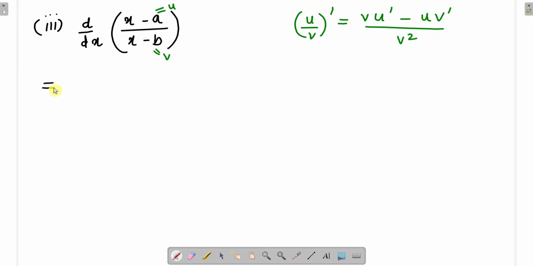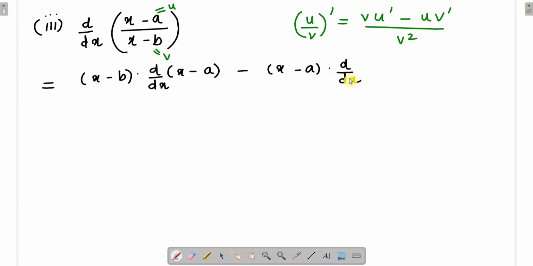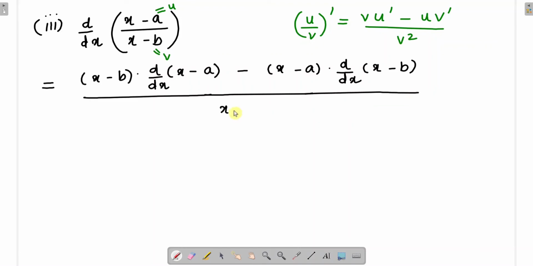Okay, so this will be equal to what? V, that is x minus b multiplied by the derivative of u, that is x minus a, minus u, that is x minus a, times the derivative of v, that is x minus b, and then this is whole divided by v square, so that is x minus b the whole square, right? So this will be equal to what?